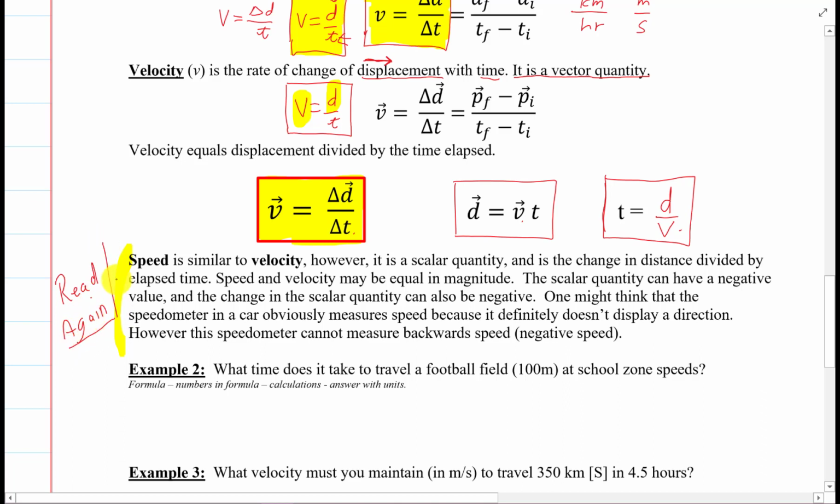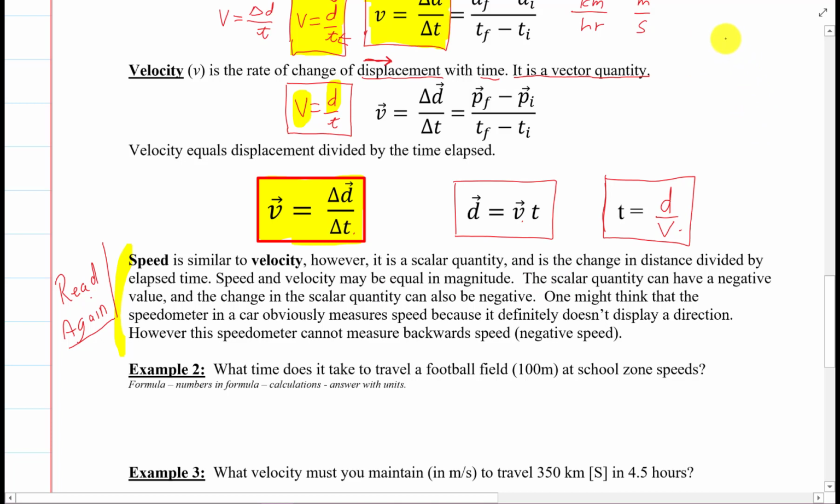So when I say speed and velocity, you might not remember what the differences are, even though we just talked about them. But in a week's time, you will get it. So read this again later on so that it might sink in. Speed is similar to velocity, however, it is a scalar quantity and is the change in distance divided by the elapsed time. Speed and velocity can be equal in magnitude. The scalar quantity meaning the same size. So what is it talking about?